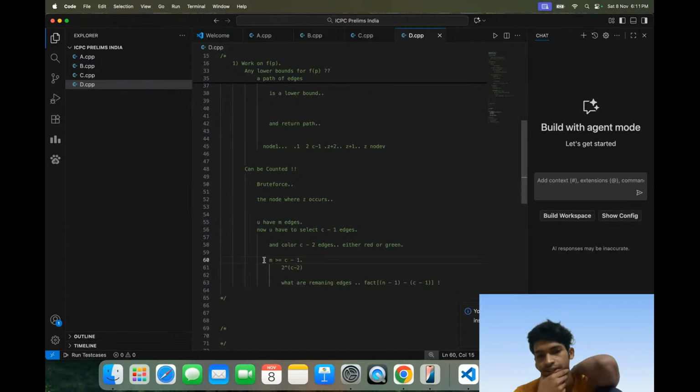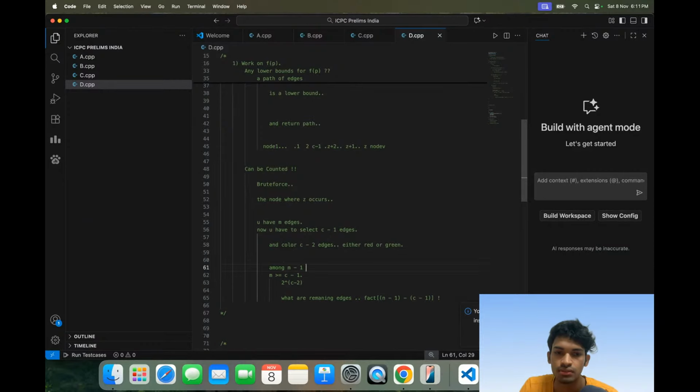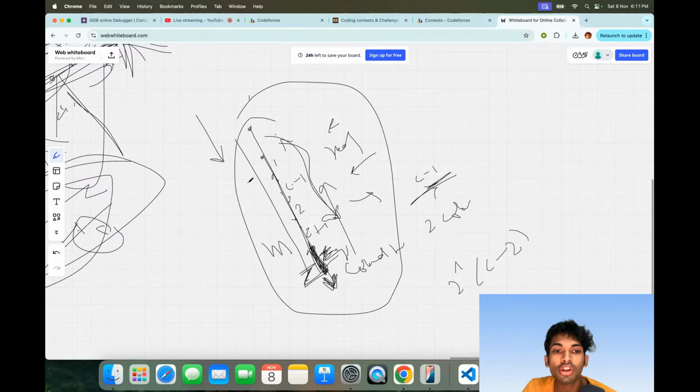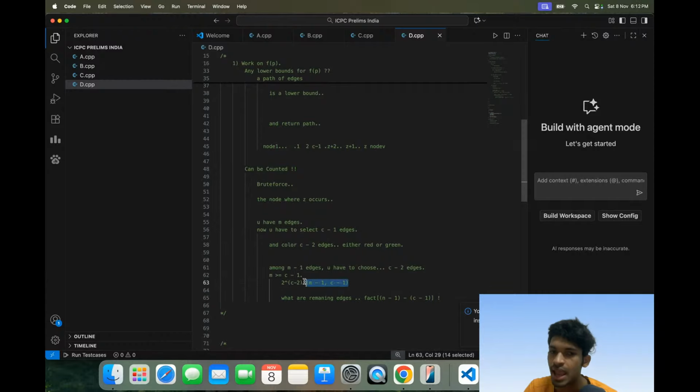But it's not done yet. You have to choose among these m minus 1 edges, you have to choose c minus 2 edges. That would be m minus 1 choose c minus 2. So okay, we are coloring them as red or green, but first you have to choose them, right? What are the edges that are being colored? First you choose them.